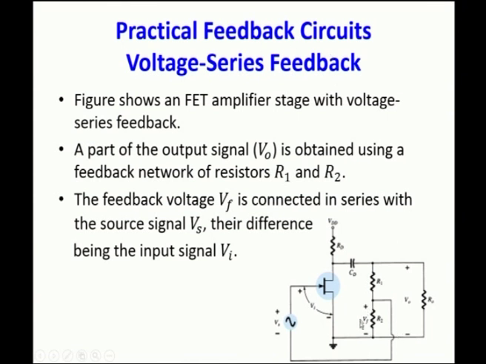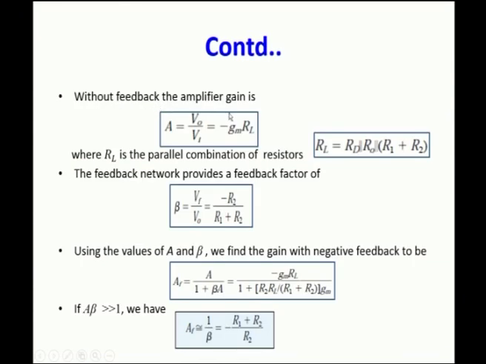So, what is the feedback voltage? It is the voltage across the resistance R2. So, feedback voltage Vf is connected in series with the source signal Vs, their difference being the input voltage Vi. So, Vs minus Vf is equal to Vi, that is the actual input given to the FET. For the FET without feedback, the amplifier gain is minus gm RL, and RL is the output parallel combination of the resistances. So, RL is RD parallel R0 parallel R1 plus R2.